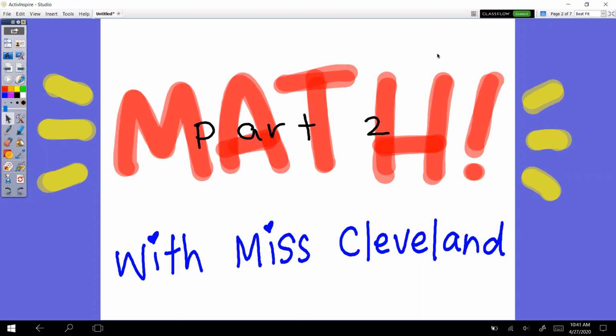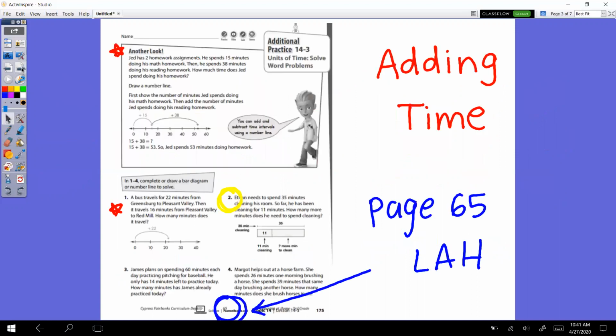There's another part to your learning at home packet called elapsed time, and we will get to that next week. We didn't want to overwhelm you guys with so much information in 1 week, so we're going to save that part for next week. All right, let's get started with adding time.